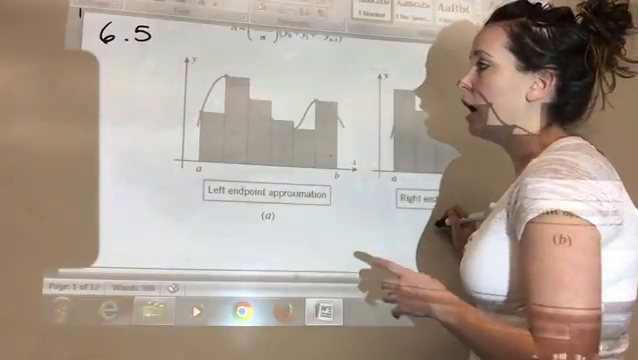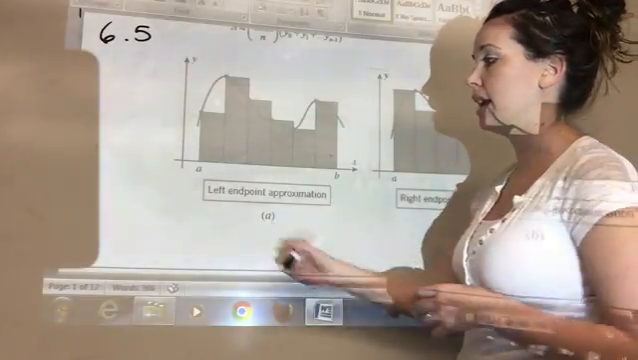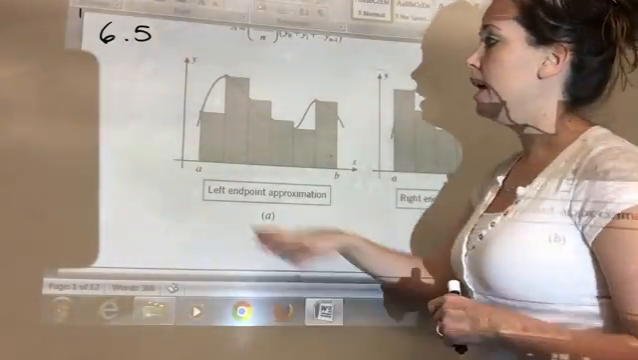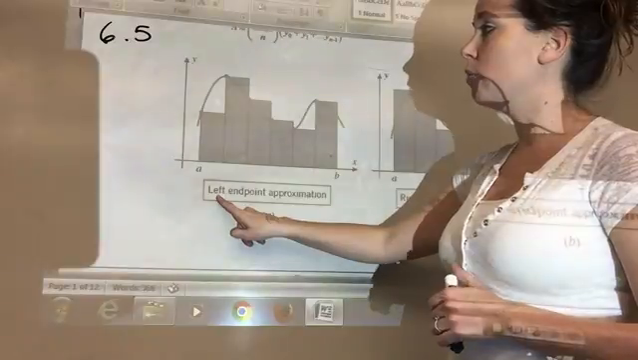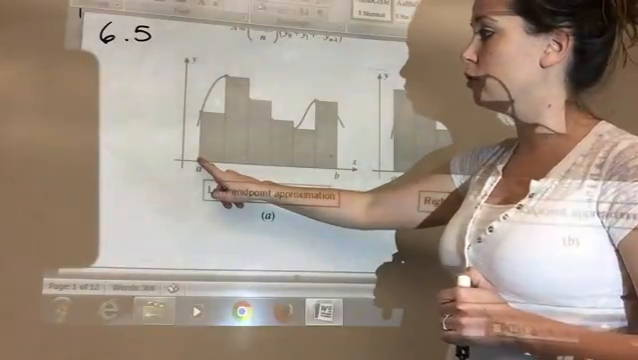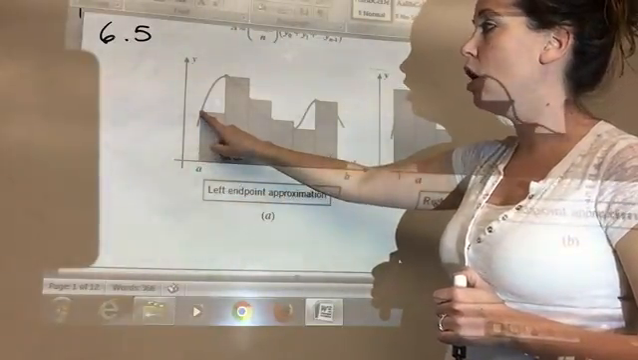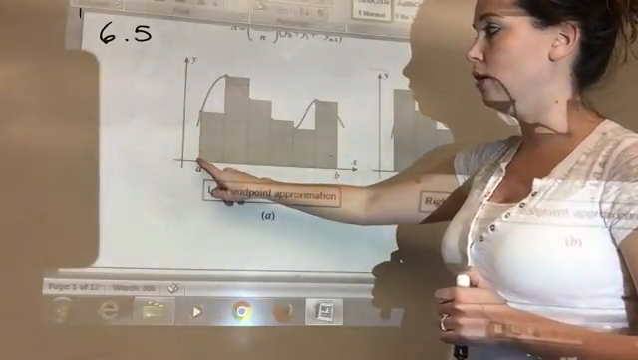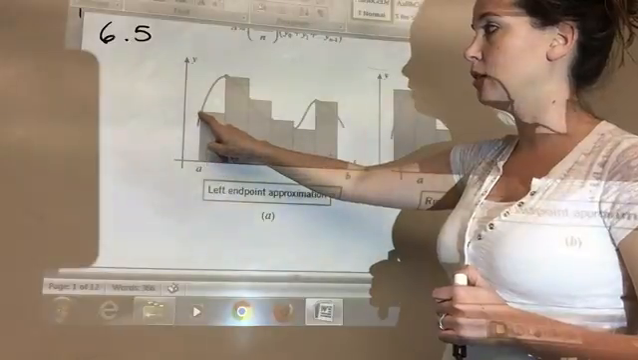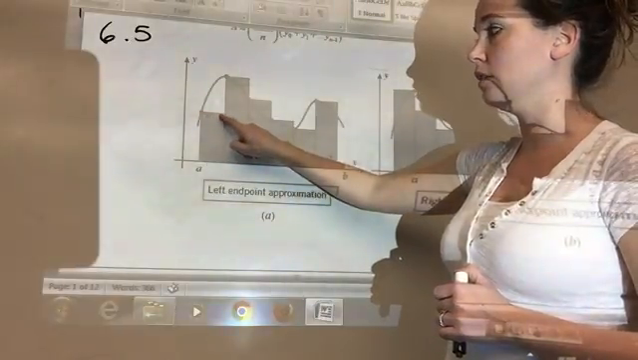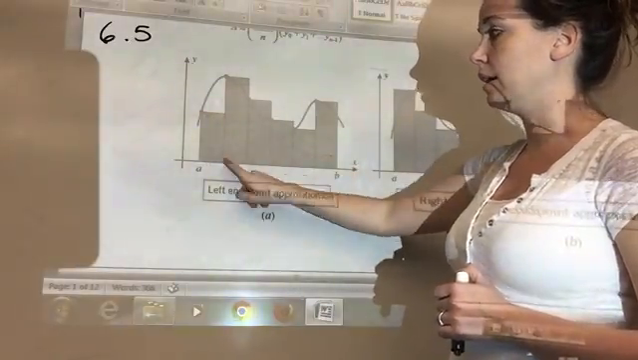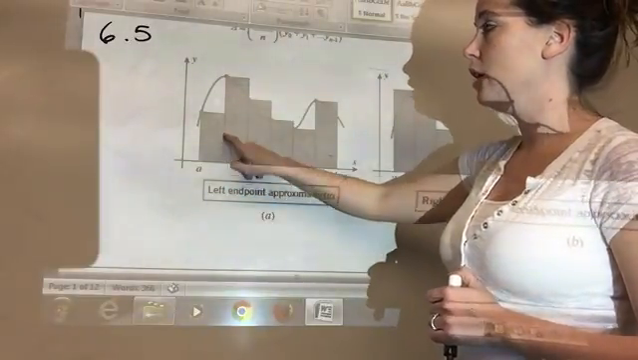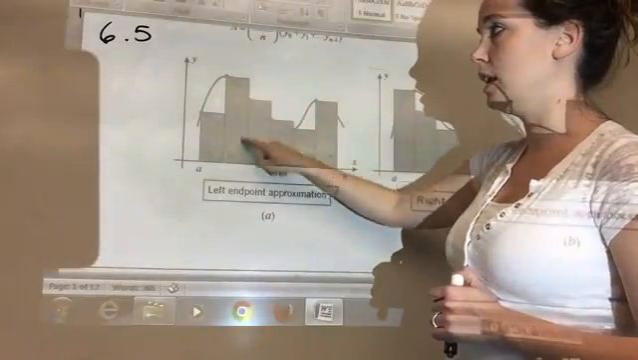But the thing that we're talking about is that when we're drawing our rectangles to compute this today, you're going to need to pay attention if we say left versus right or midpoint or trapezoidal, because if I say left, then you're going to draw the height of the rectangle according to the left-hand side. So this rectangle, when I go up, it hits the curve here, and that's the height of this rectangle. This rectangle, as I go up, this is the left-hand side of the second rectangle, that's the height I draw here.